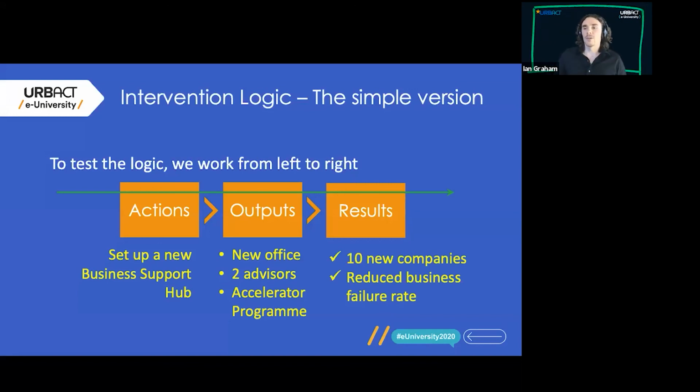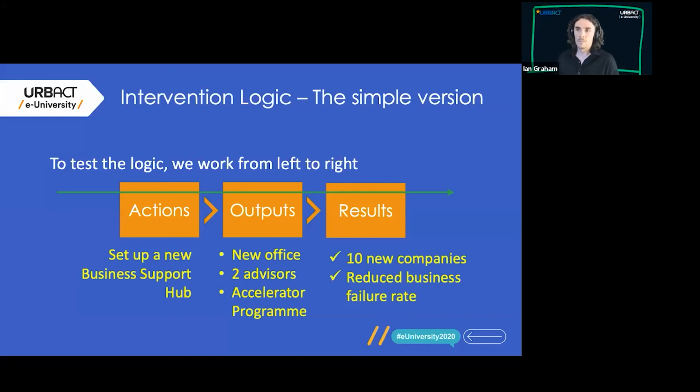So with things like that, you're then asking, well, how does that all stack up? If we have this action of setting up a business support hub, will that lead to those outputs? Will we get a new office from that action? Will we get 2 new advisors? Will we get an accelerator program? I think on the face of it, yeah, you probably would, if you set the action up in the right way, and that's a key thing, it's easy to miss the right points out of the action. But if your action is defined right, you should be able to produce those outputs from setting up a hub.